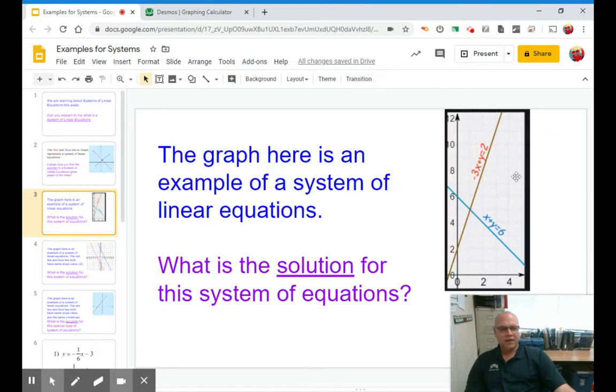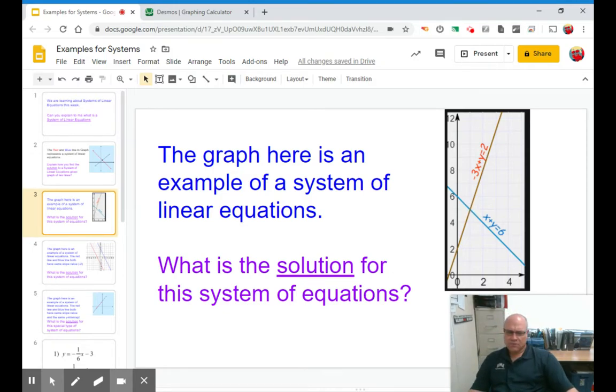So with that in mind, here's the system. We have the equation negative 3x plus y equals 2. That's this gold line. We have the equation x plus y equals 6. That's this blue line. So I want you to tell me, what is the solution of this system of equations? All right, I hope you gave me the answer 1 comma 5. That's this point of intersection. X is 1, y is 5.